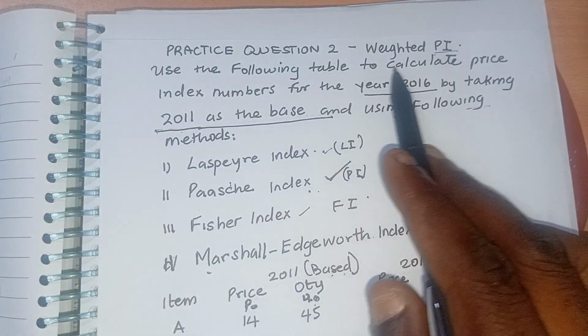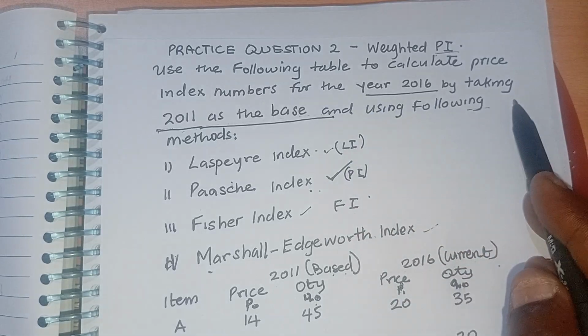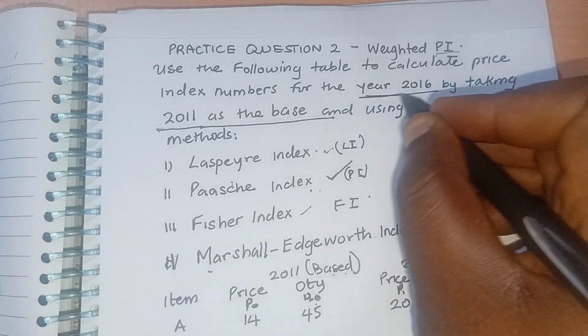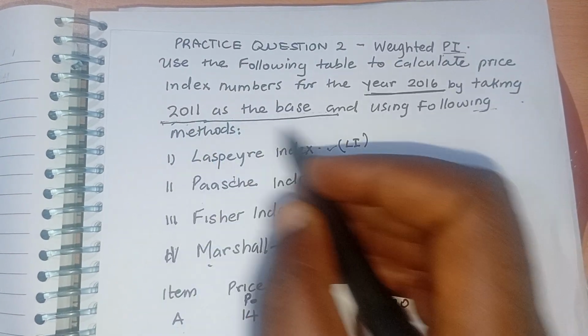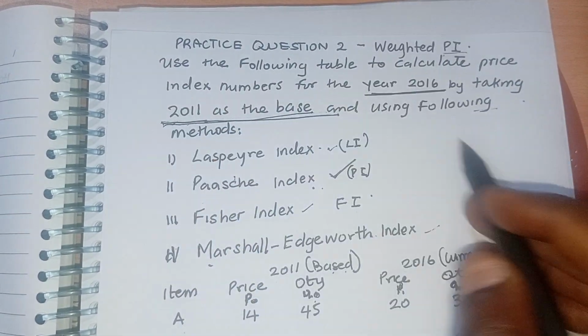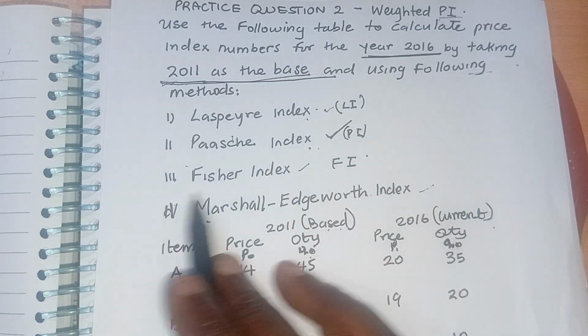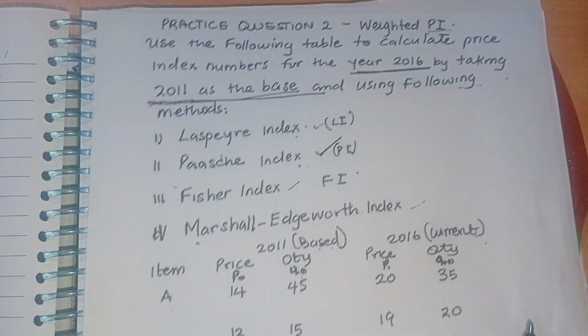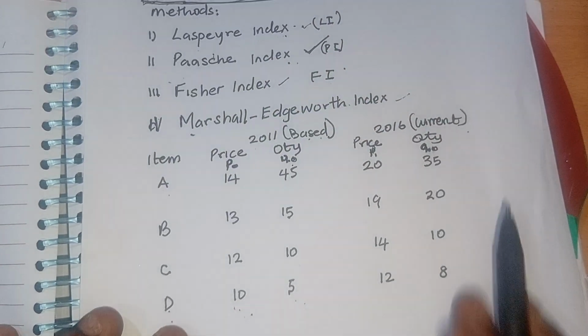Use the following table to calculate price index numbers for the year 2016, that is the current year, by taking 2011 as the base year. Take note of that. Use the following methods: Laspeyres, Paasche, Fisher's, and Marshall-Edgeworth. You can pause the video and copy the question.